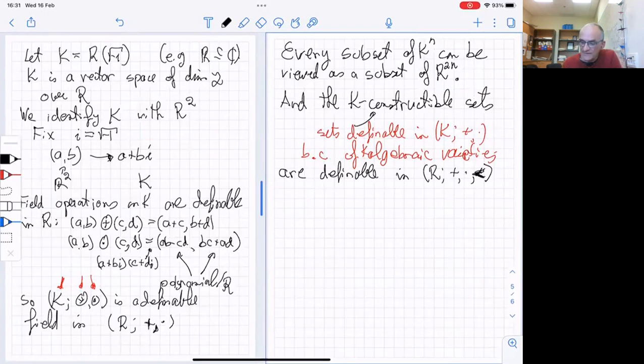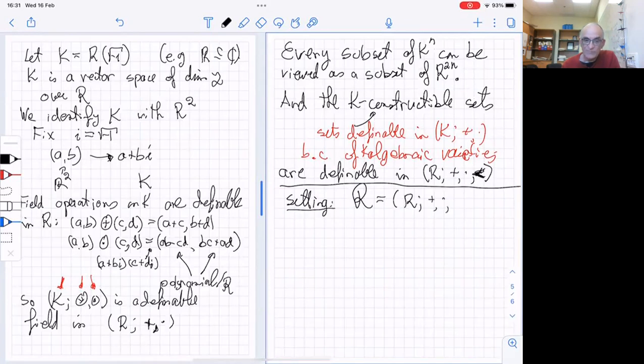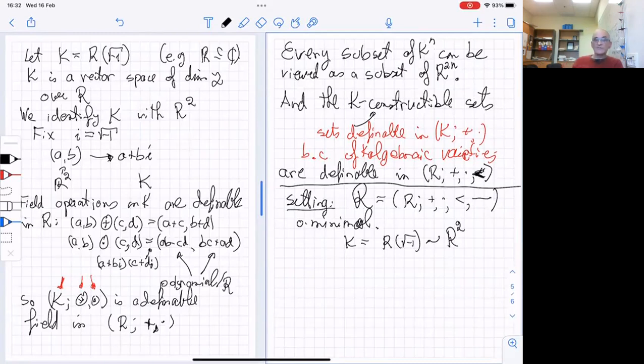So the general setting that we will have eventually is we will have R, some o-minimal expansion, but it will take time till we get there. We will have K, the algebraic closure of R, with the square root of -1 fixed. So there's always some choice of square root of -1. I fixed a square root of -1, so we get the identification to R2.